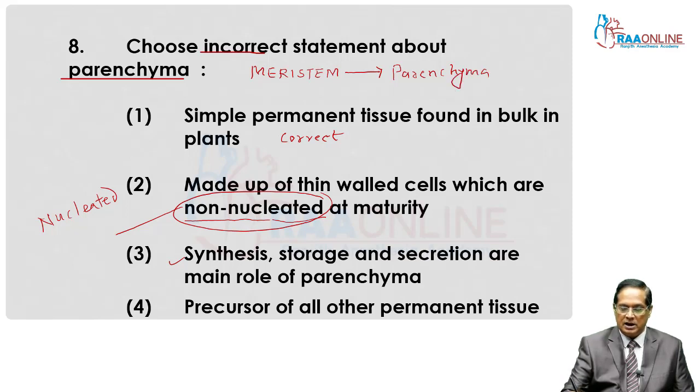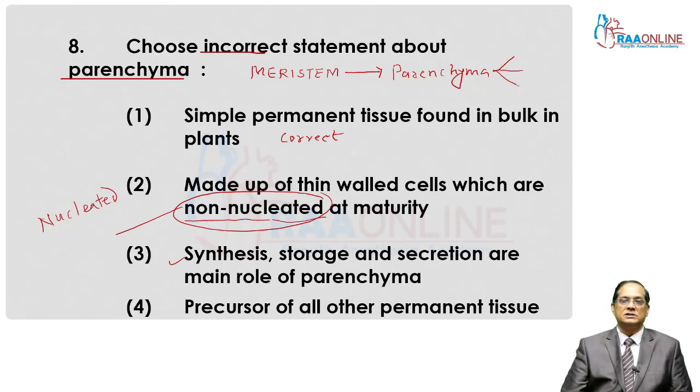And this parenchyma modifies accordingly on the basis of requirement. So line number 4 is also correct. That is the precursor of all other permanent tissue. Though the parenchyma is also permanent, meristems, when they lose the power of division, first of all convert into parenchyma, followed by parenchyma getting modified on the basis of requirement and function.